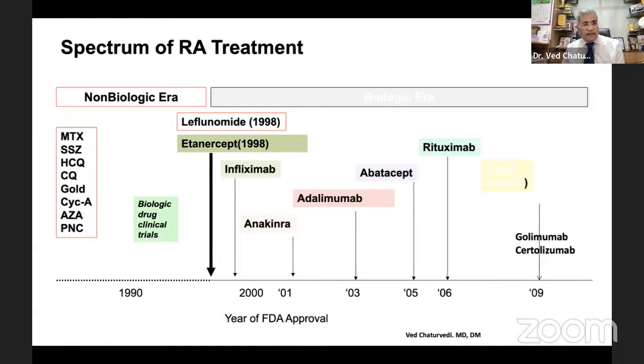Other side effects of methotrexate can be cytopenias. Rarely it can even cause hypersensitivity pneumonitis. You can have acidity. Even hydroxychloroquine can also have a lot of dyspeptic symptoms.